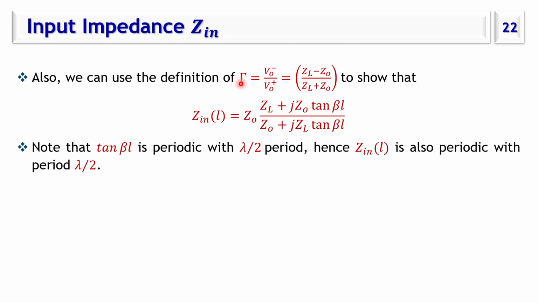We can use this expression for gamma to come up with another expression for Zn in terms of Z load and characteristic impedance. It would have this expression here, and because tan is periodic with lambda by 2, Zn will also be periodic with lambda by 2. So if the length is x, or x plus lambda by 2, we will have the same input impedance.